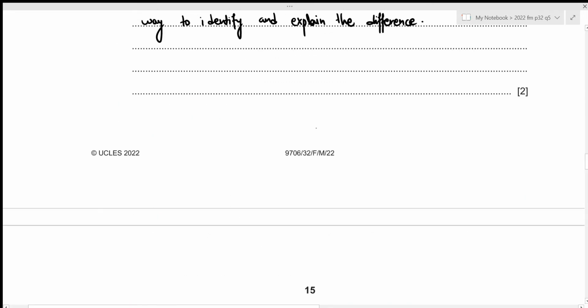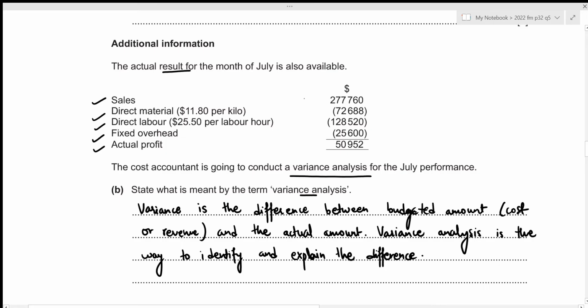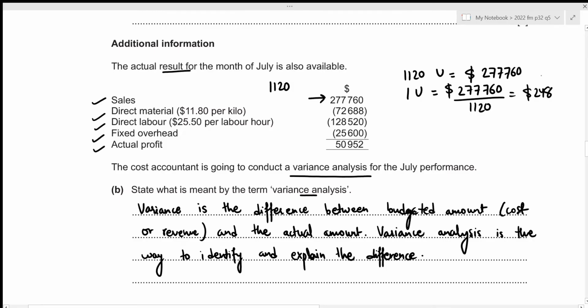Let's figure out which one is greater. We can see that this is the actual result, which means that this also relates to the actual number of units produced of 1,120. Now, for 1,120 units, the total sales price is given to be 277,760, which means that for 1 unit, the selling price is going to be 277,760 divided by 1,120, which results in the price of 248. And this is the actual selling price. And previously, we utilized the budgeted selling price of 250.